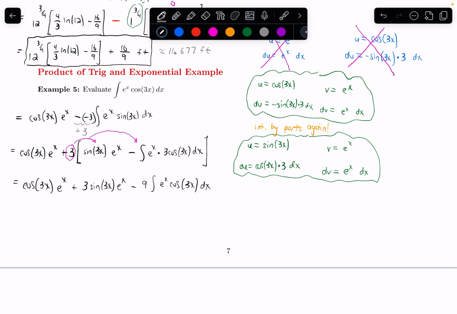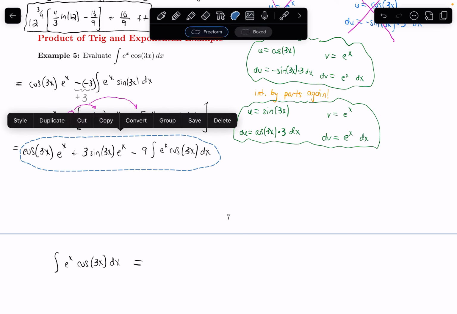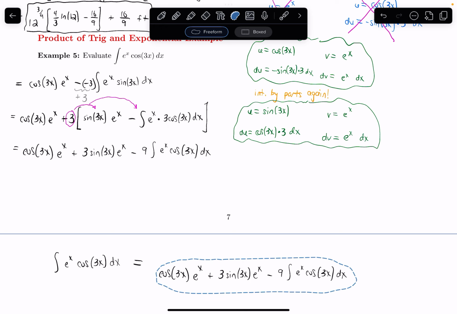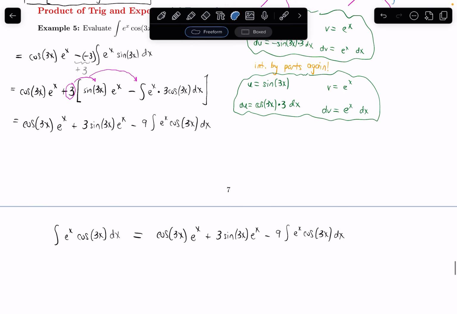Okay, so we have this. All right, so what I'm going to do now with this is let's think about what we have. We started off with this integral here. I'm going to write it on the next page, running out of room. So I started off with the integral of e to the x times cosine of 3x dx. And we got that it equals this whole thing over here. So I'm going to copy this.